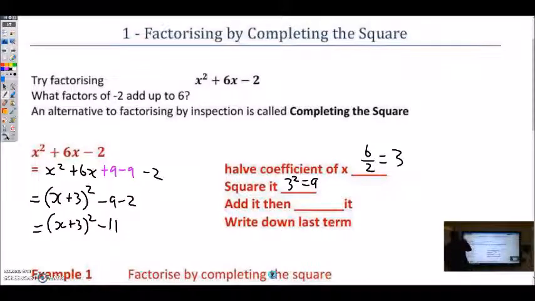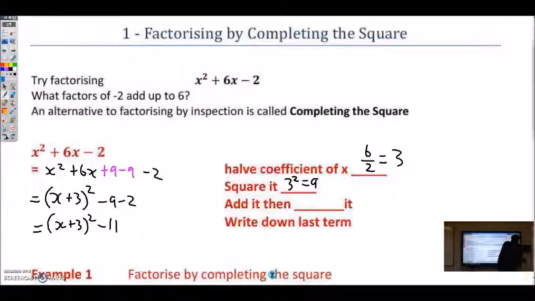Now you'll notice that we have it in the form of a squared minus b squared. Okay, so later on we're going to be using DOPS, or difference of perfect squares, to factorize this further. But that's completing the square. It is getting from an expression to a form where we have a squared minus b squared.